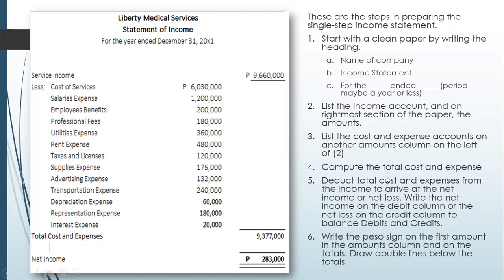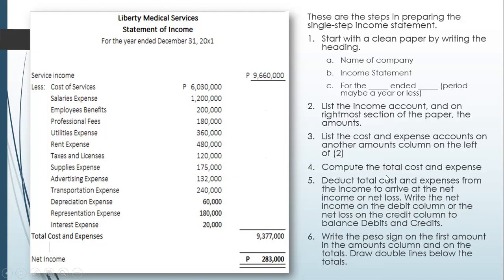Next is compute the total cost and expenses. So, total cost and expenses. Hindi po tayo maglalagay sa ilalim. Okay? Pag nagagawa ng statement of income, hindi po natin ilalagay dito sa baba ng 20,000. So, total cost and expense ilalagay po natin sa tapat ng service income amount.